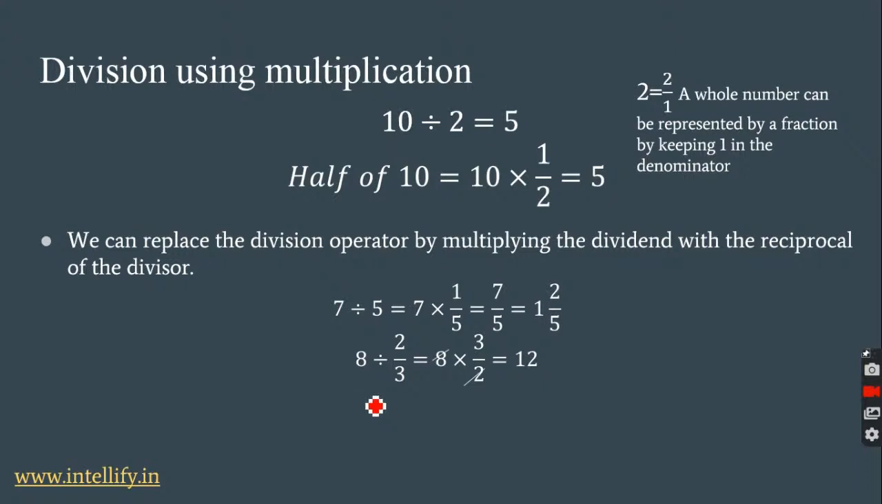Another example is 8 divided by 2 by 3. So the divisor is a fraction now, which is our main focus. But we are going to follow the same procedure. 8 divided by 2 by 3 is 8 into the reciprocal of 2 by 3, that is 3 by 2. So 8 into 3 by 2, which can be easily solved. Let's reduce these. 2 into 4 is 8 and 2 into 1 is 2. So we have 4 into 3, that is 12.